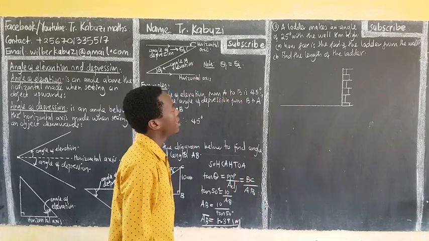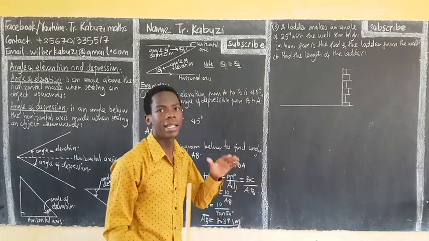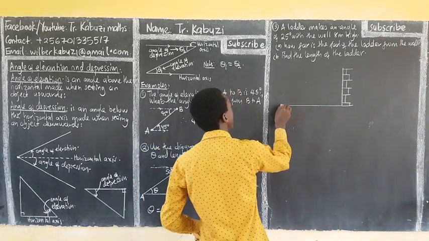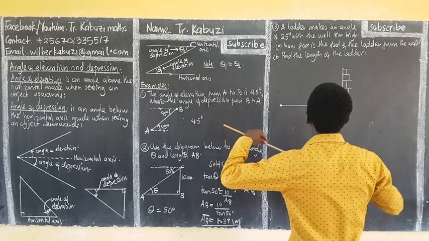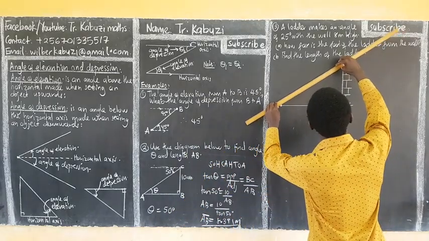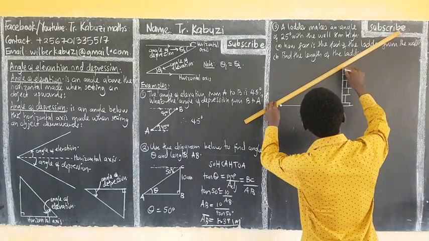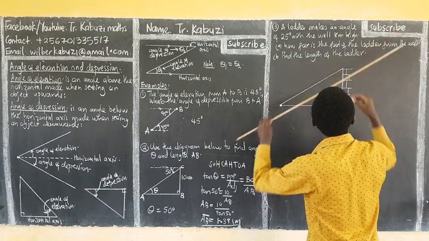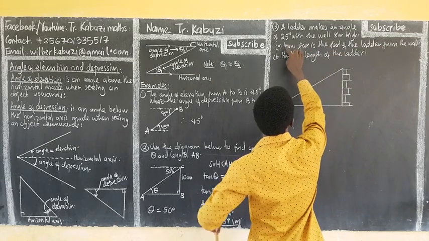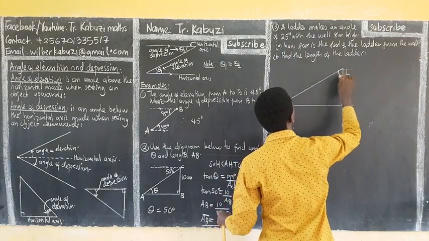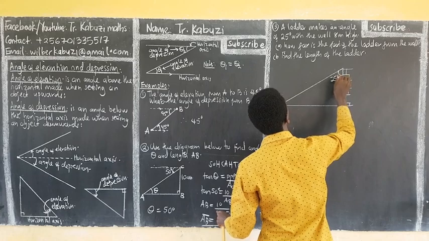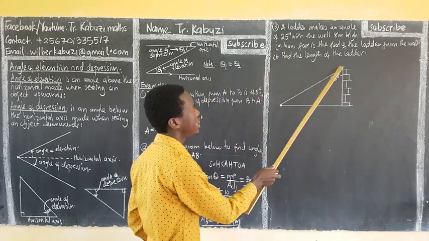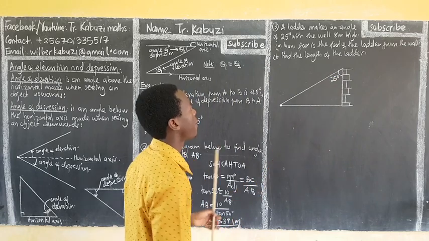A ladder, of course, has to lean on the wall. So when it touches the ground here, if this is my ladder, it is going to be up to this wall. When it touches this wall, it makes an angle of 25 degrees. A ladder makes an angle of 25 with the wall. This is the wall, this is the ladder. It makes an angle of 25.